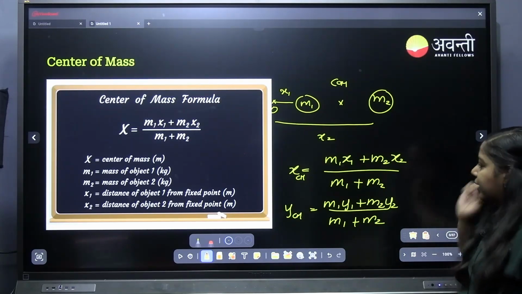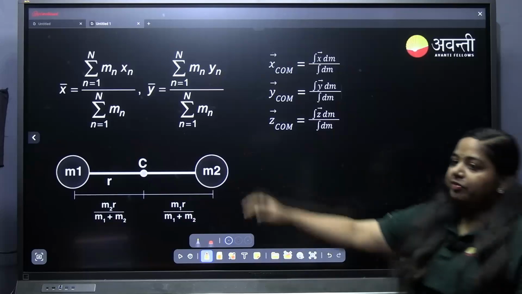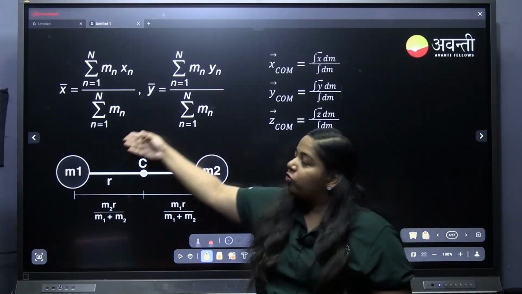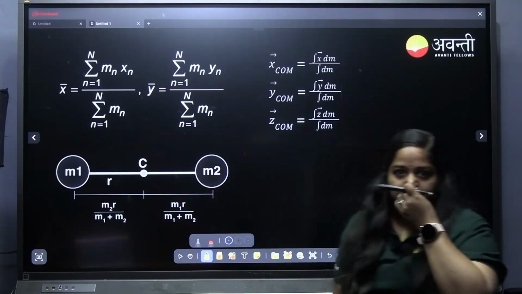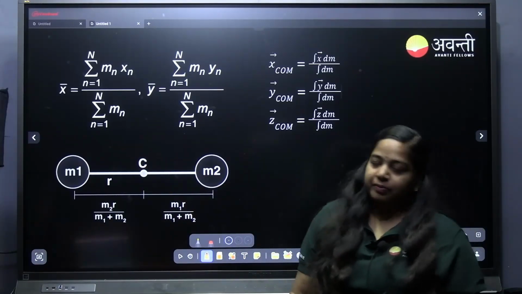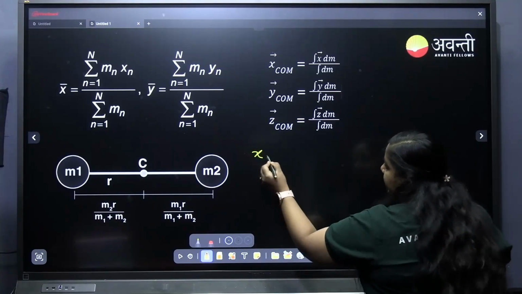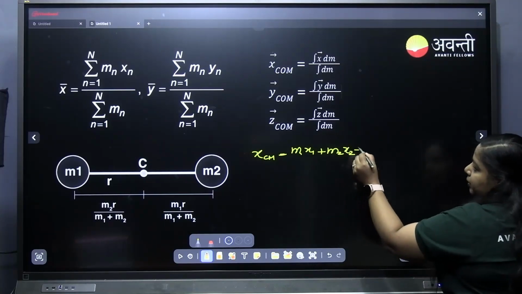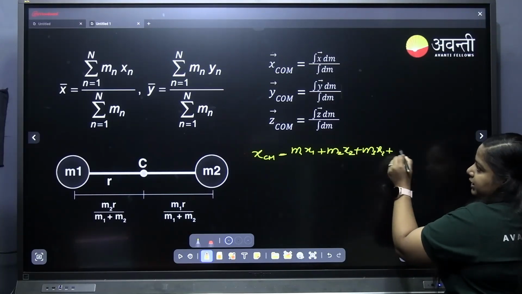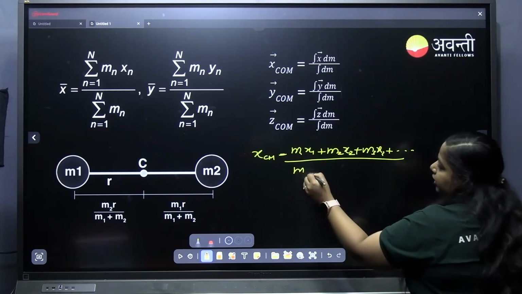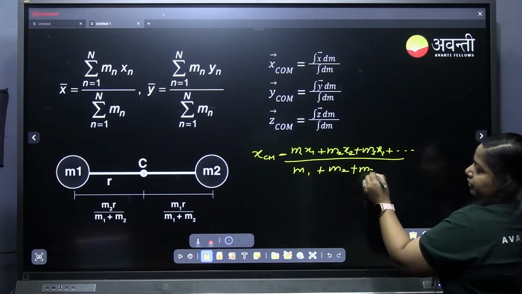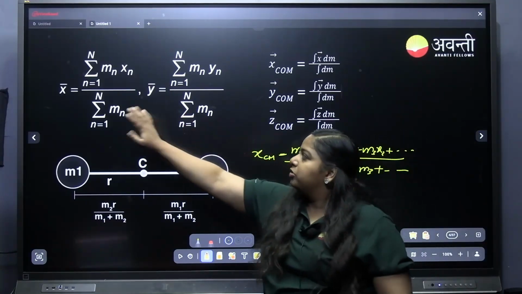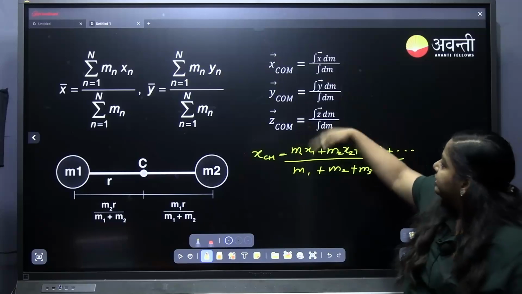Okay, now if n number of objects are there, now we just started with 2, the formula will be modified like this: summation of mn xn, which means for example xcm equal to m1 x1 plus m2 x2 plus m3 x3 plus etc. will go, and denominator also m1 plus m2 plus m3 plus etc. Okay, like this we have written it in summation form. So xcm, ycm and zcm.